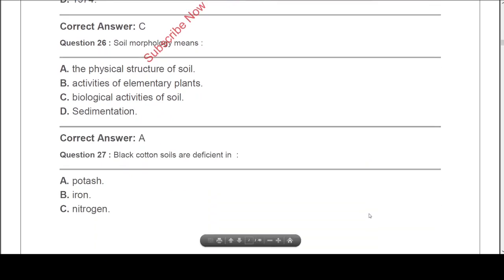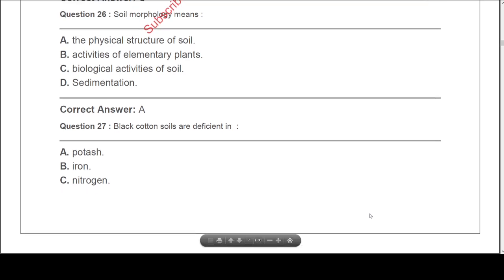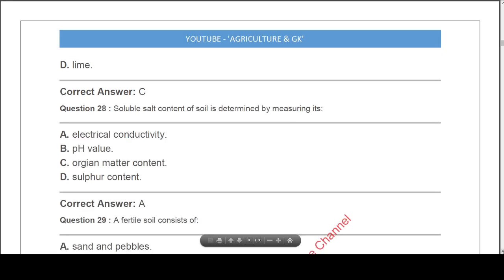What is meant by soil morphology? It is the physical structure of the soil, option A. Black cotton soils are deficient in, I think most of you will be knowing this, option C, that is nitrogen. Soluble salt content of soil is determined by measuring its, option A, electrical conductivity.